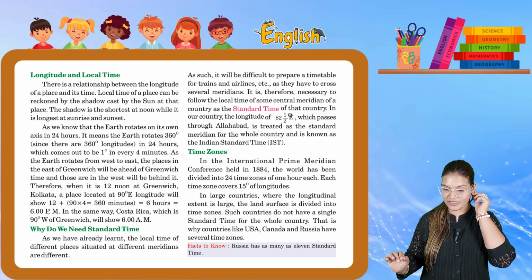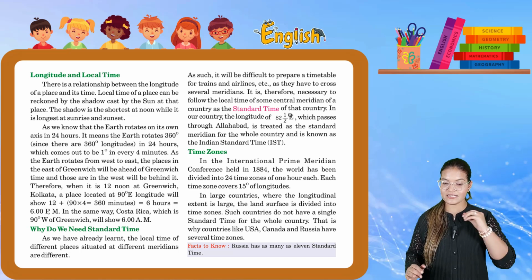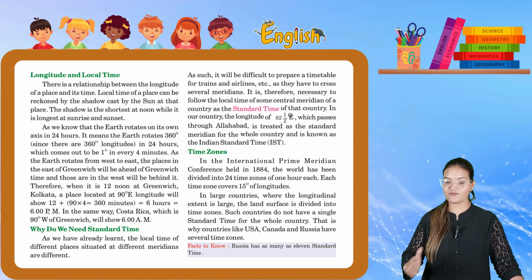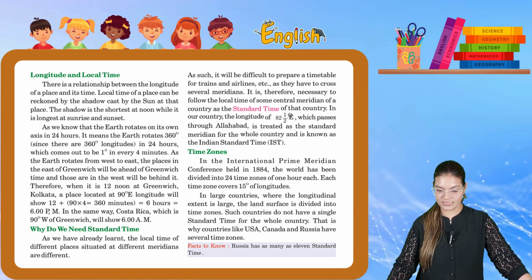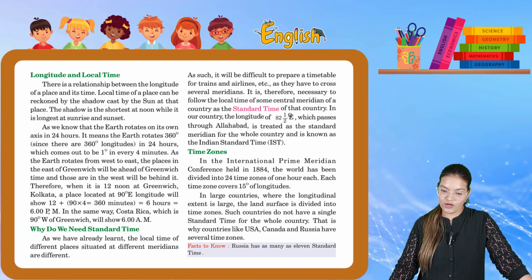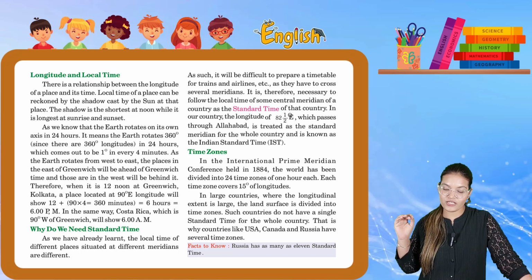In large countries where the longitudinal extent is large, the land surface is divided into टाइम जोन, उसको डिवाइड कर देते हैं टाइम जोन्स के साथ. Such countries do not have a single standard time for the whole country. That is why countries like USA, Canada and Russia have several time zones.